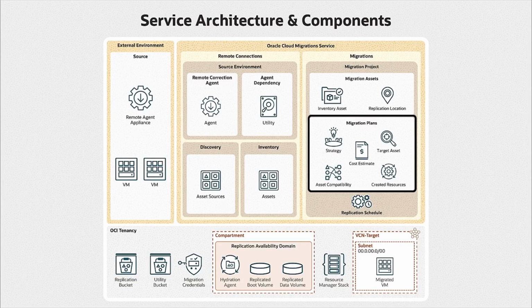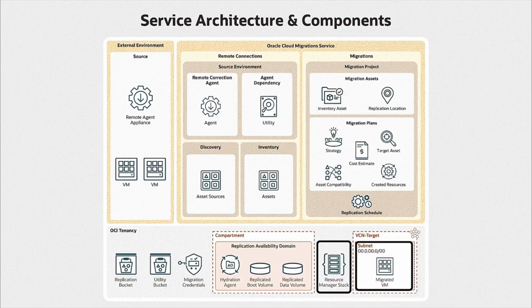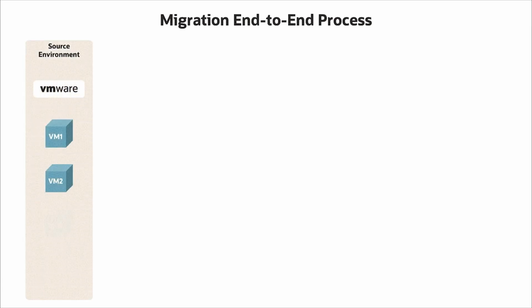Then in the next stage, you can start the replication immediately or replicate based on a selected replication schedule. The replicated data is copied into the replication object storage bucket. And during this process, the hydration agent transfers this data from the replication bucket into a target block volume. And in the last step, a resource manager stack would be generated to launch a compute instance from the block volume. Let's see a few examples of this migration workflow that is driven through the OCM Service UI.